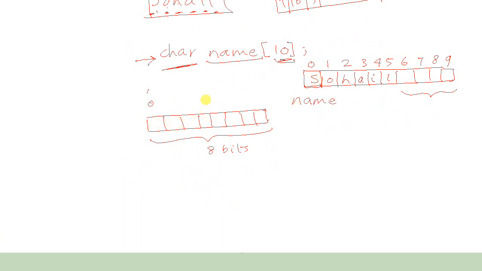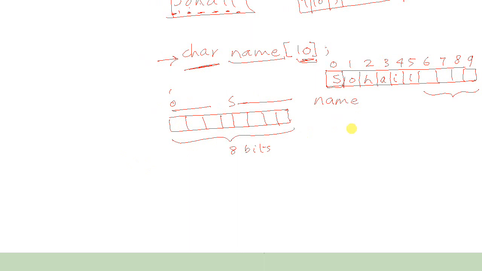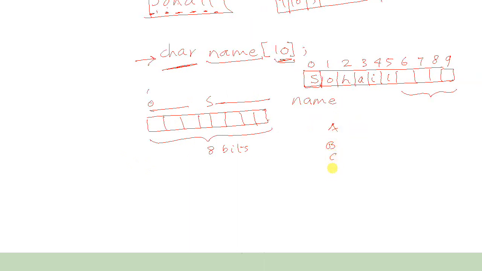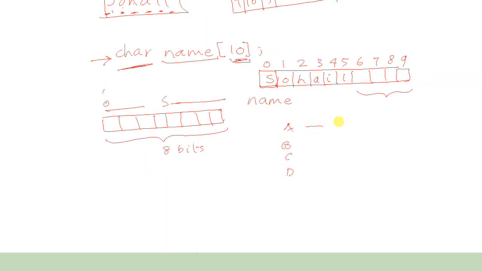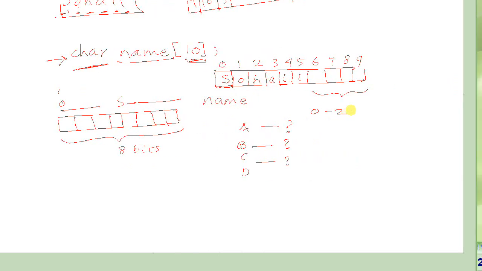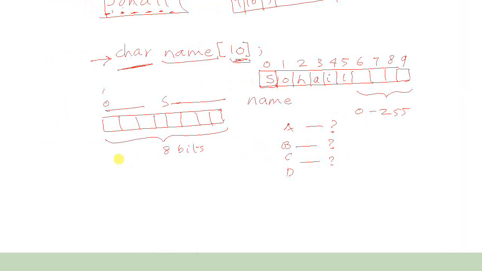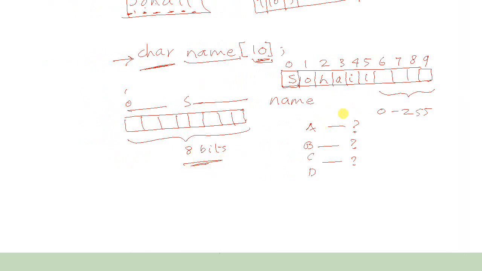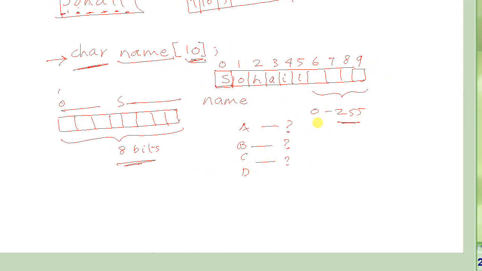So I can write S in this whole byte. Now how can I write S with only zeros and ones? What they have done is, for every character A, B, C, D, they have defined some codes, some numbers. The numbers range from 0 to 255, because as we learned in the binary number system tutorial, in 8 bits the maximum number you can write is 255, and the minimum is 0. Their name is ASCII.